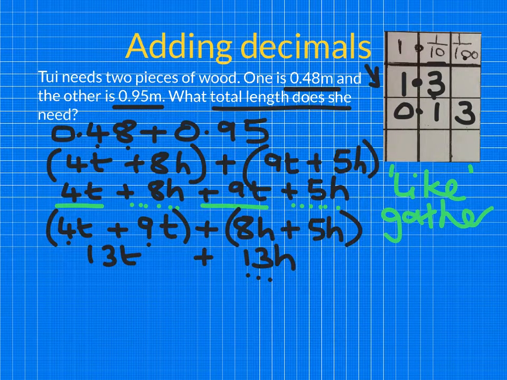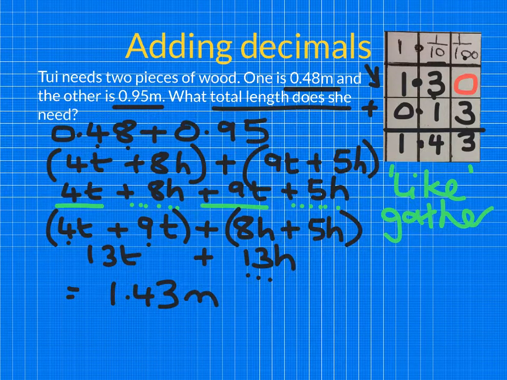Now we've written them in, we can add them together. It might be easy to put the extra 0 in here just to make the numbers look the same size. It doesn't change the size of the number. 0 plus 3 is 3, 3 plus 1 is 4, and that's 1. So the answer to that would be 1.43 metres, and it's talking about the total length of wood. She needs 1.43 metres of wood.